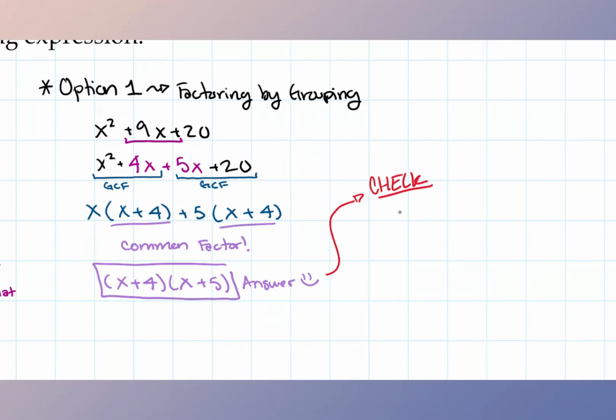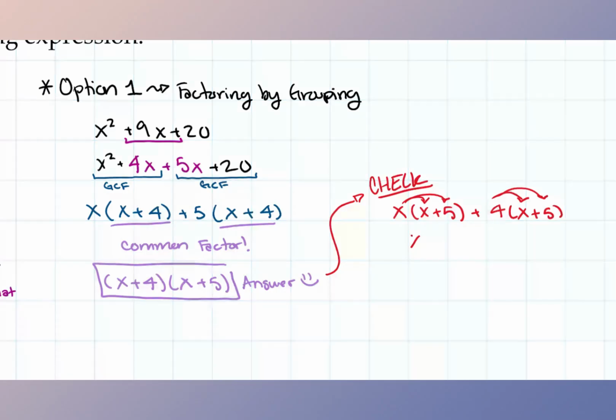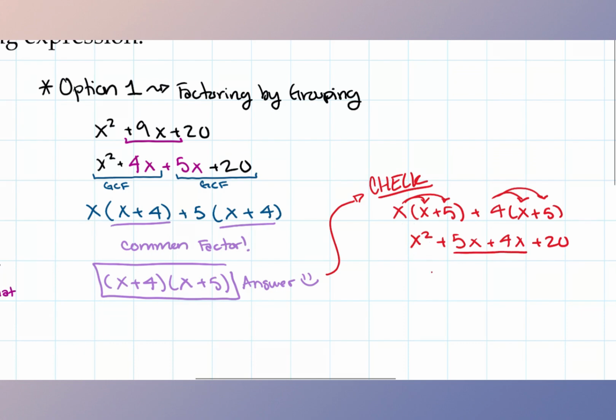Cool thing about factoring is you can always check your answer to make sure you factored it correctly. We can re-multiply it. I'm going to multiply the x to x plus 5 and then the 4 to the x plus 5. Distribute the x, distribute the 4. So we end up with x squared plus 5x plus 4x plus 20. Combine those like terms. We have x squared plus 9x plus 20, and that is perfect. It's exactly what we started with at the beginning, and that is a way you can always check that you factored correctly.